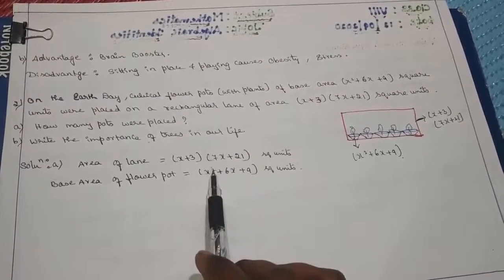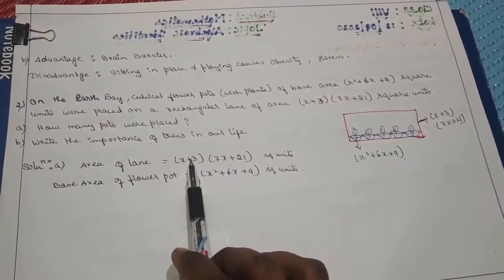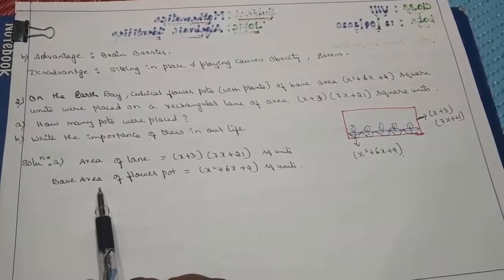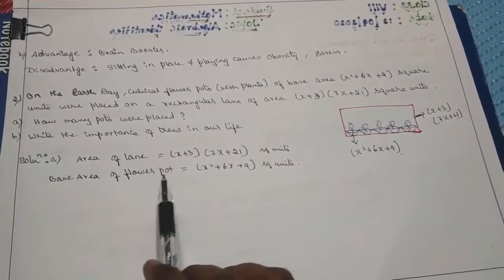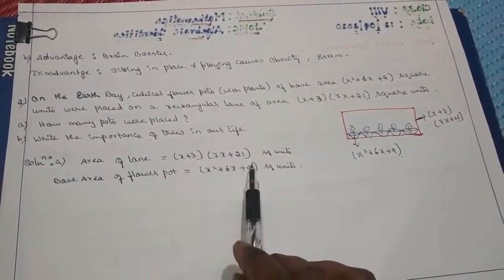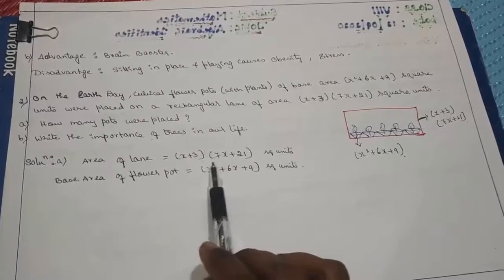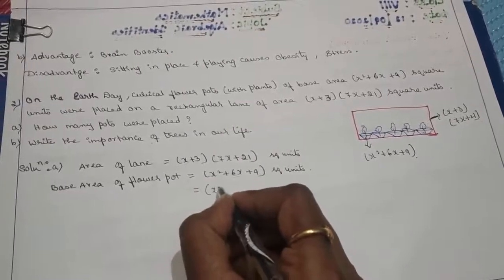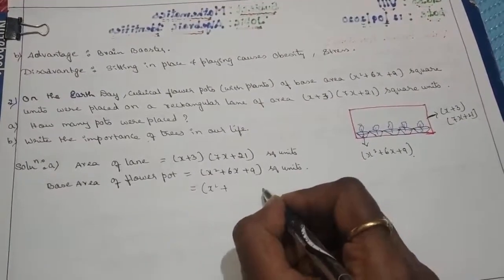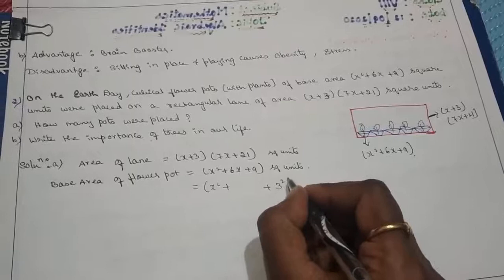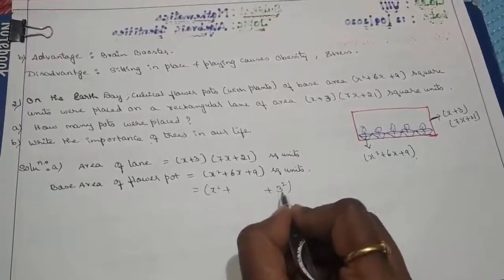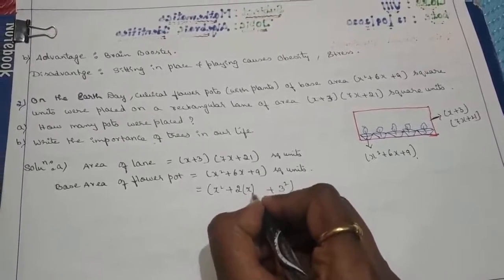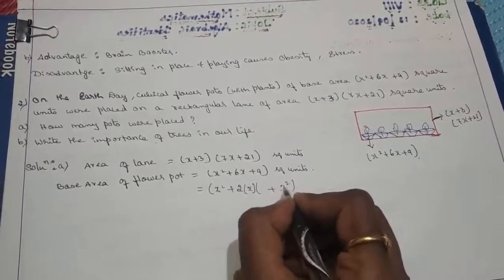Both are areas only, but here the area of the rectangular lane is given in the form of factors, and the base area of the flower pot is given as an expression. So bring the expression into the form of factors now. By using a suitable identity: x square plus, and we know that 9 is a perfect square of 3, so 3 square. a square plus b square, now we should write in the form of 2ab. In place of a we have x, in place of b we have 3.